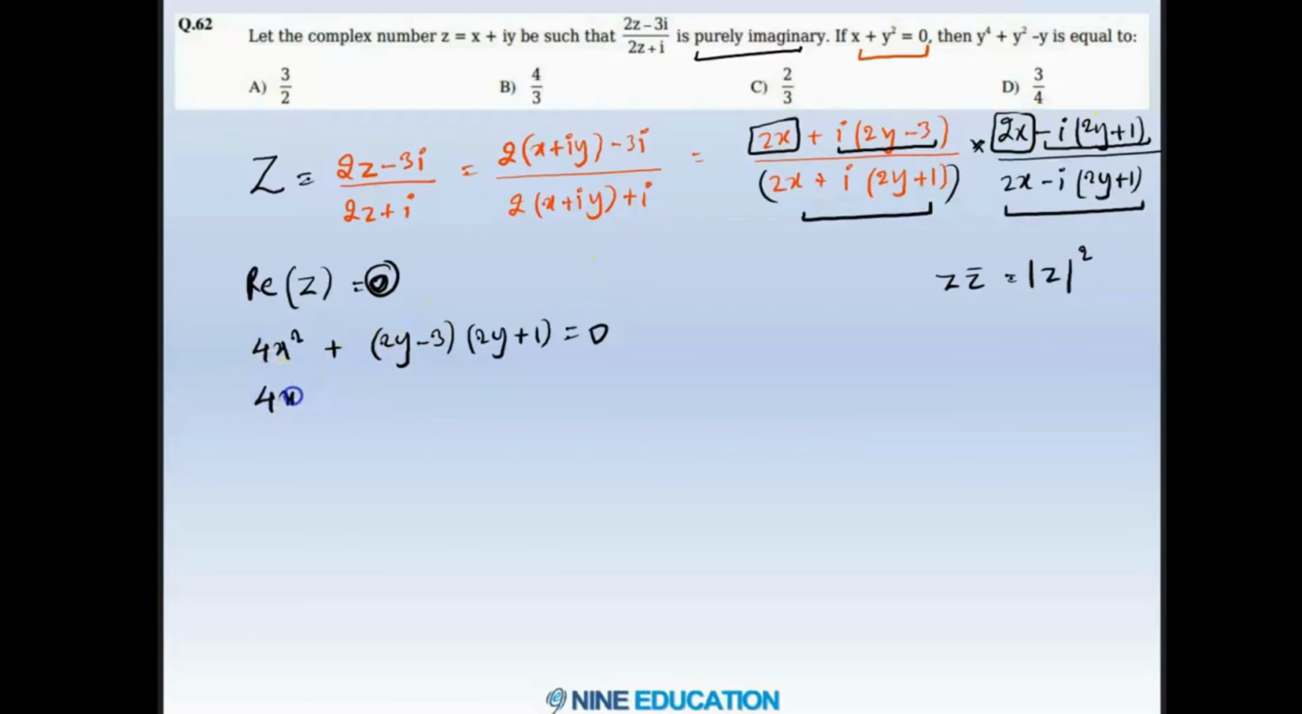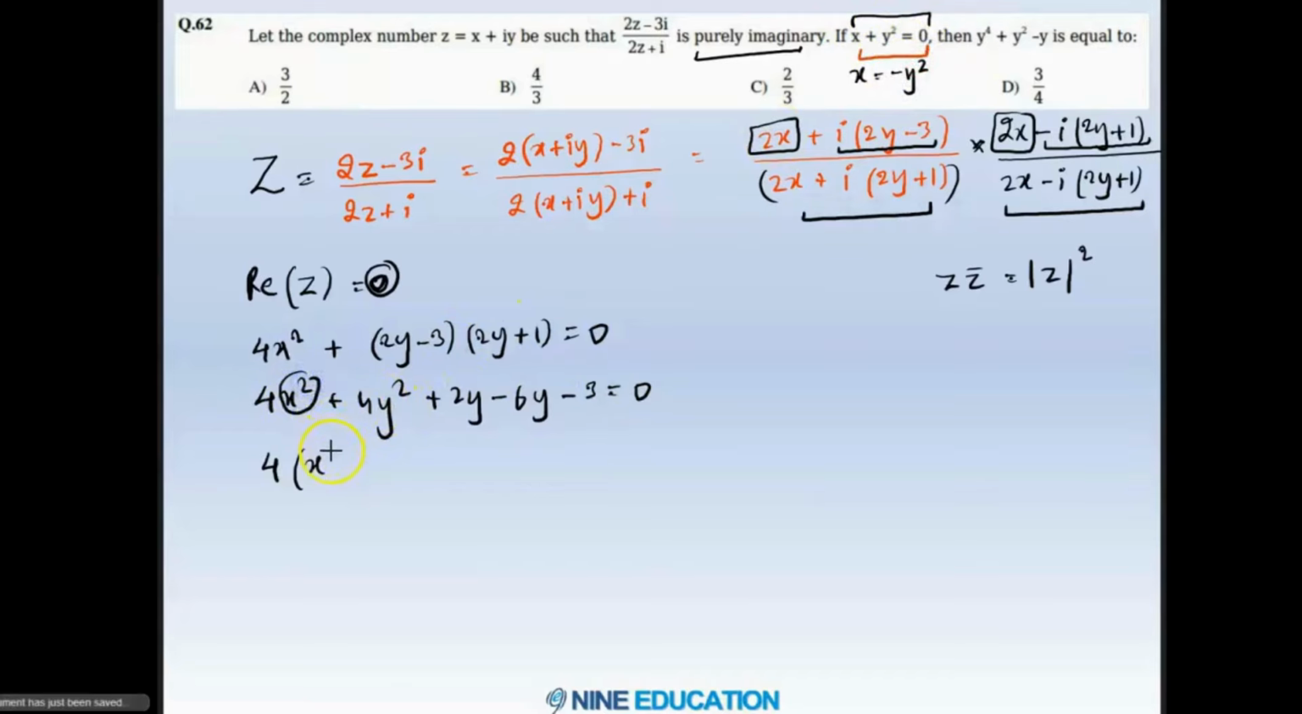So this is going to be 4x square plus 4y square, and then plus 2y, then minus 6y, and minus 3 equal to 0. From the given information where x plus y square equal to 0, I can write x is equal to minus y square. So x square will basically become y power 4. So here I can write 4 times y power 4, and then we have 4 times y square, and then minus 4y, and minus 3 is equal to 0.